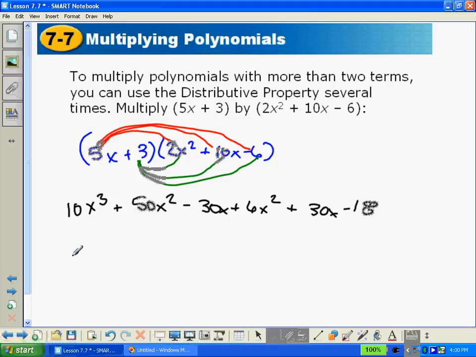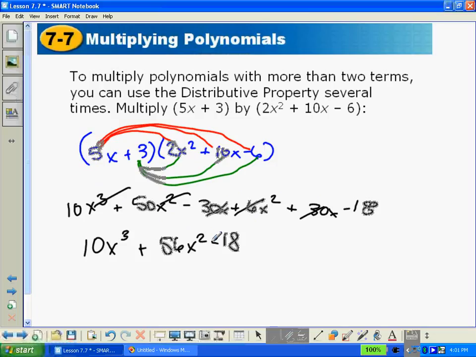The last thing you're going to do is combine like terms. There's only one cubic term. There's 2 quadratic terms, 50x squared and 6x squared, so combined together that makes 56x squared. The linear terms, negative 30x and positive 30x, cancel each other out, and then negative 18.